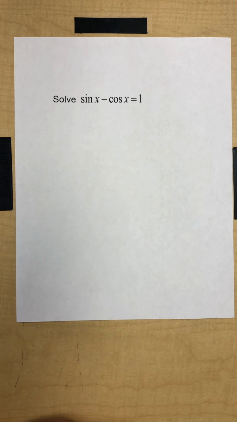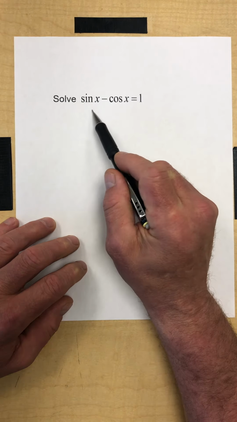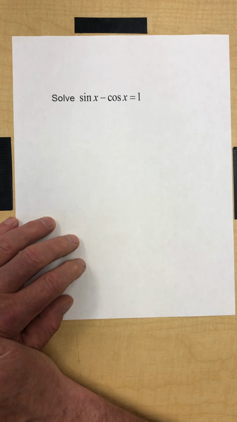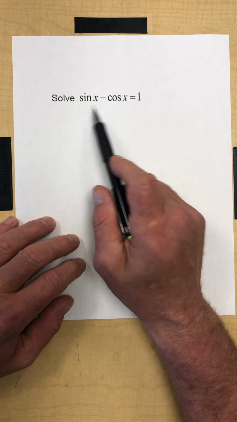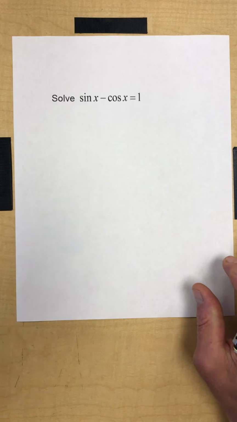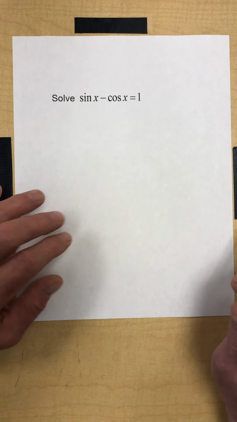So you take a look at this, and we've got obviously sine and cosine. Notice there's no way to make a substitution because we don't have sine squared or cosine squared. They're just sine and cosine. So you've got an issue here.